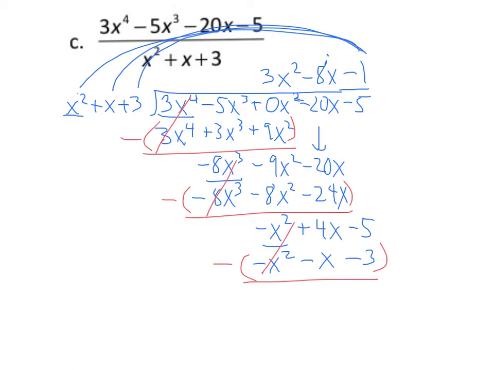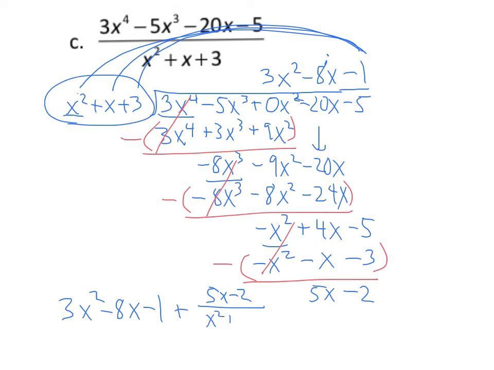And we get the first terms cancel, and then 4x, that's going to become plus x, which is 5x. And then negative 5, that would become plus 3, so we get minus 2. And that's our remainder. So the answer is going to be 3x squared minus 8x minus 1 plus (5x minus 2) over the part in the front, x squared plus x plus 3.